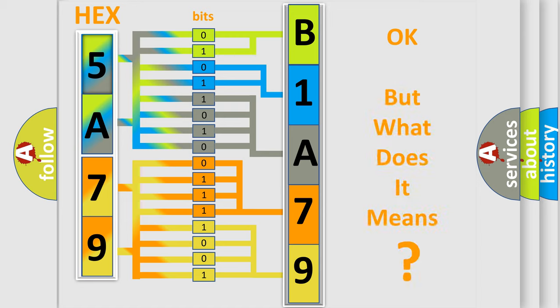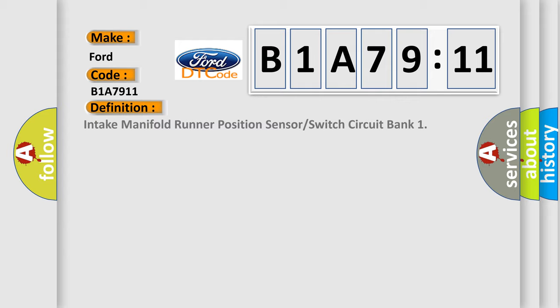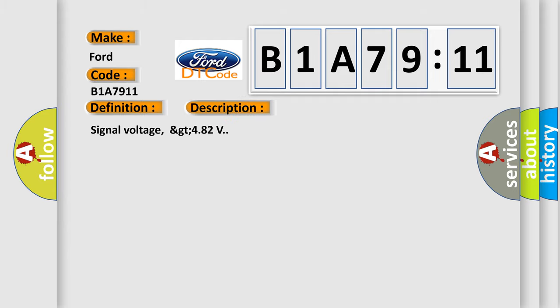The number itself does not make sense to us if we cannot assign information to what it actually expresses. So, what does the diagnostic trouble code B1A79-11 specifically mean for Infiniti vehicles? The basic definition is intake manifold runner position sensor or switch circuit bank. And now this is a short description of this DTC code.